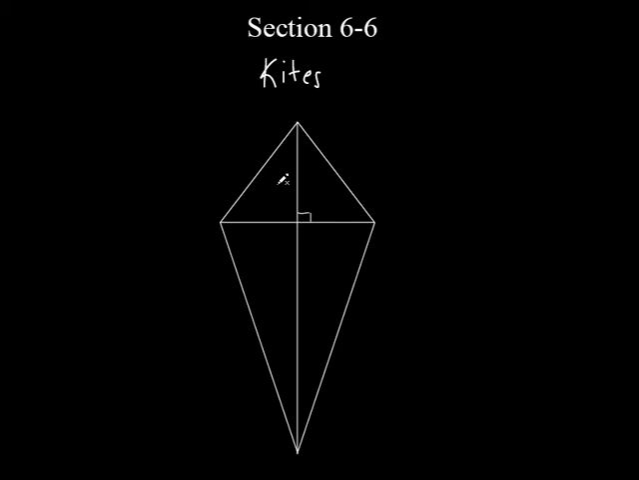We've done diagonals of parallelograms. We've done diagonals of rectangles and squares. We've done diagonals of trapezoids, right? Well, we're doing a diagonal of a kite. So what do you think might be true about the diagonals of a kite? They're perpendicular. You might want to jot that down somewhere. The diagonals of a kite are perpendicular. And that's actually a theorem.